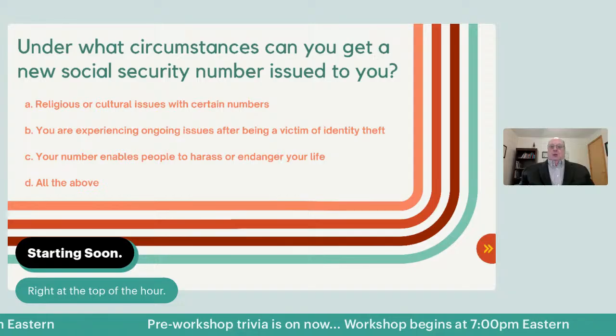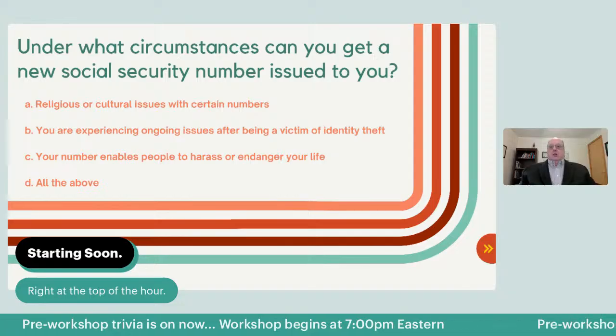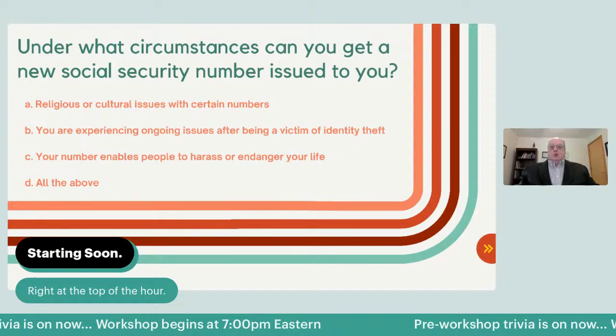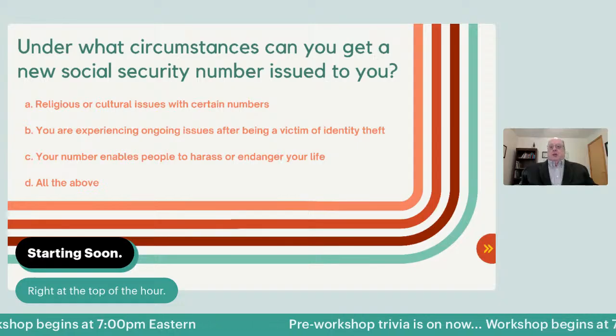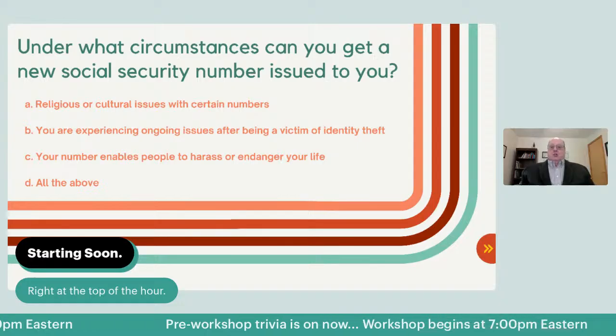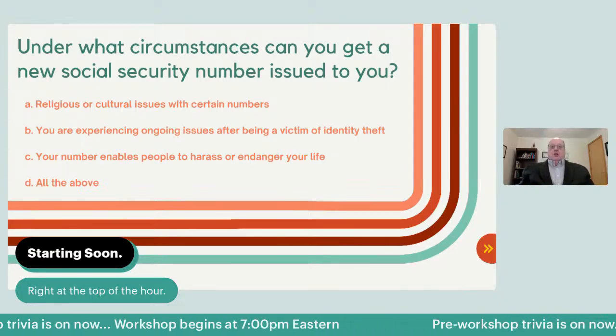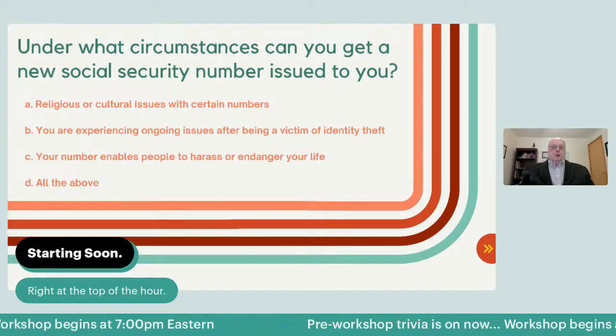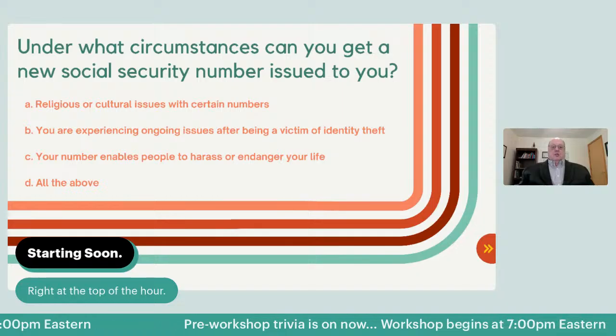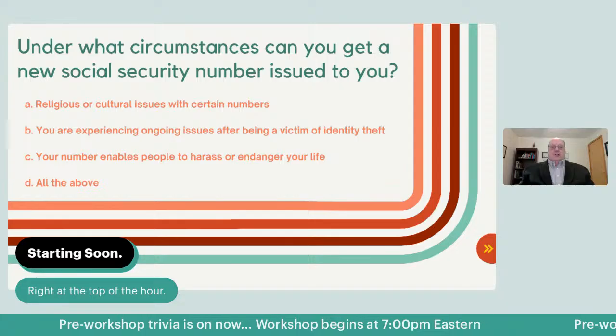What do you think? A, B, C, or D? A is religious or cultural issues with certain numbers. B, you're experiencing the ongoing issues of identity theft. C, your number enables people to harass or endanger your life. Or D, all of the above. I see some C's, C and A, I see D's.